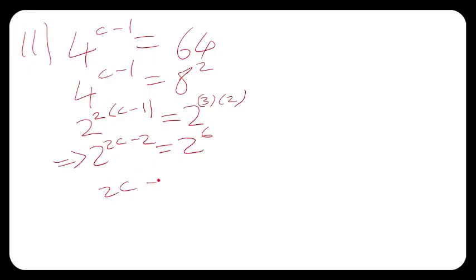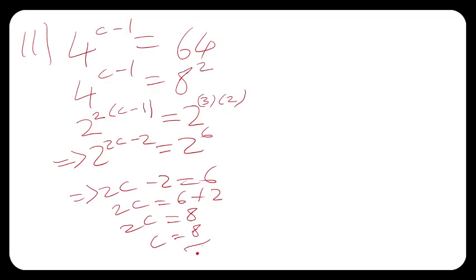So 2c minus 2 is equal to 6. 2c is equal to 6 plus 2. 2c is equal to 8. c is equal to what? 8 all over 2, which is equal to 4. So our c is equal to 4.